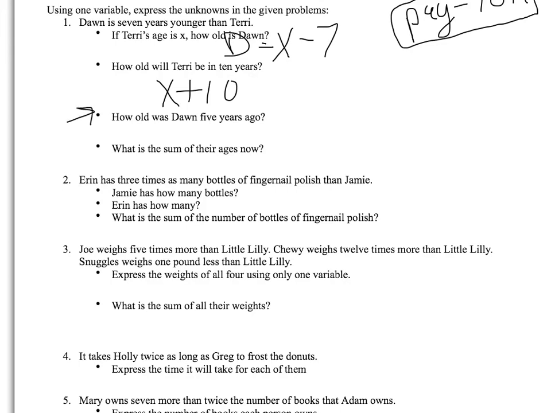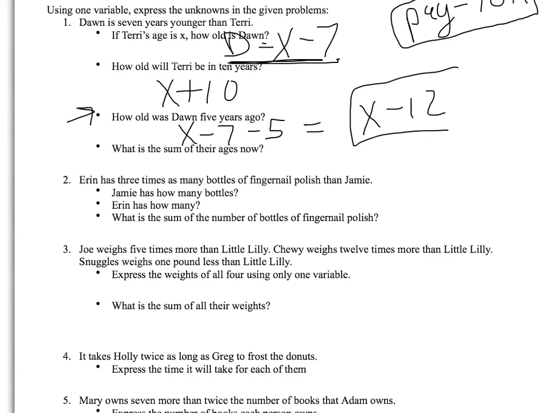Now, here we're asked, how old was Don 5 years ago? Well, we look back up to this first question. Don is X minus 7. So currently, she's X minus 7 years old. So 5 years ago, to figure that out, we're going to have to take another 5 off, which means that Don 5 years ago was X minus 12 years, where X is Terry's age. So this is all in terms of Terry's age.